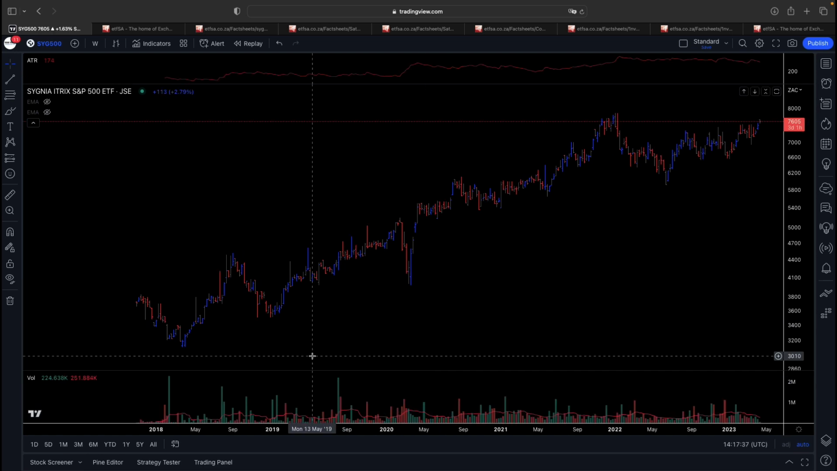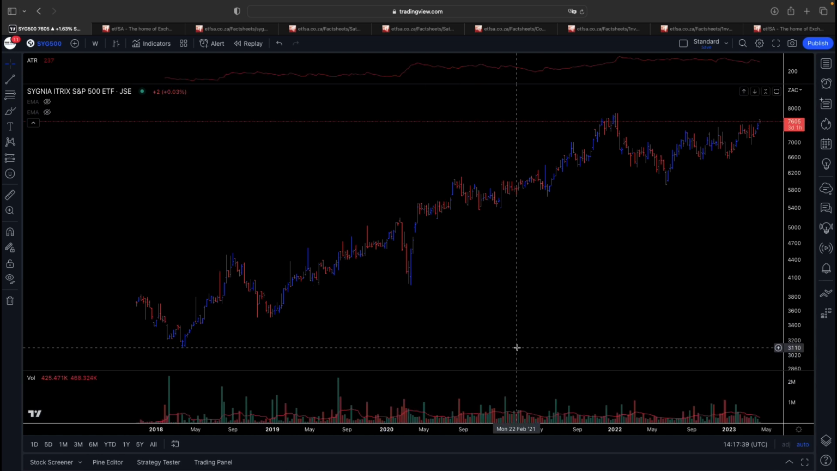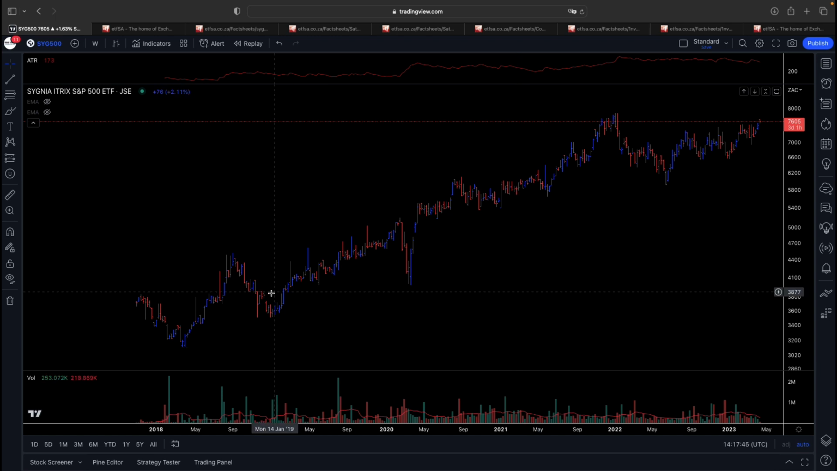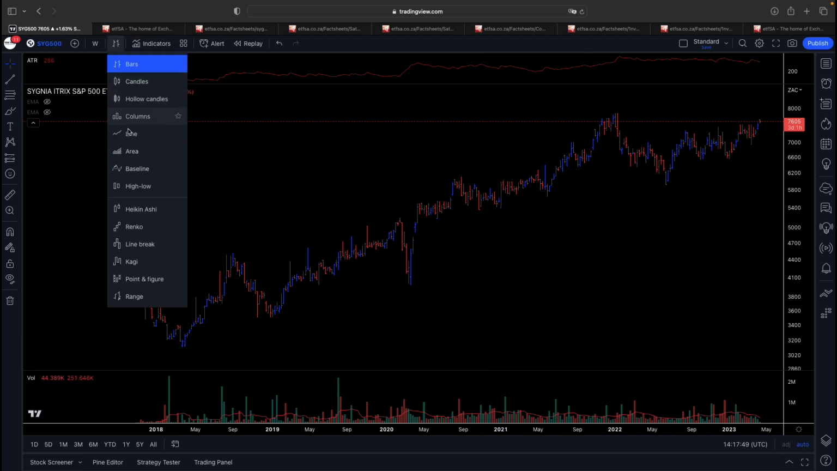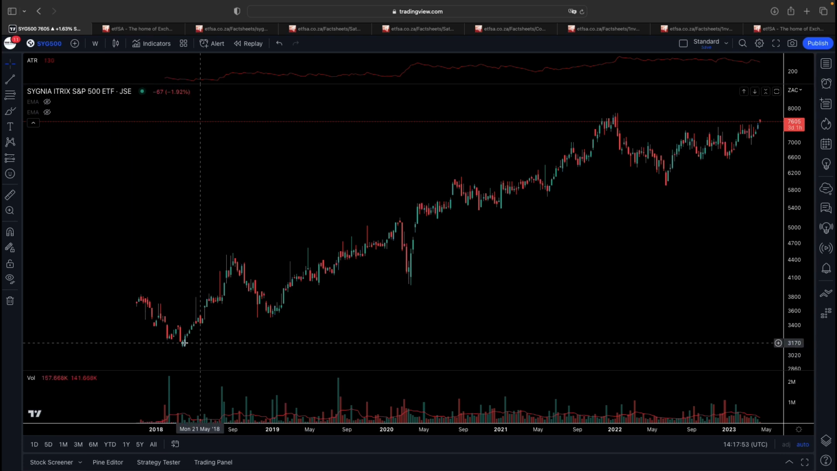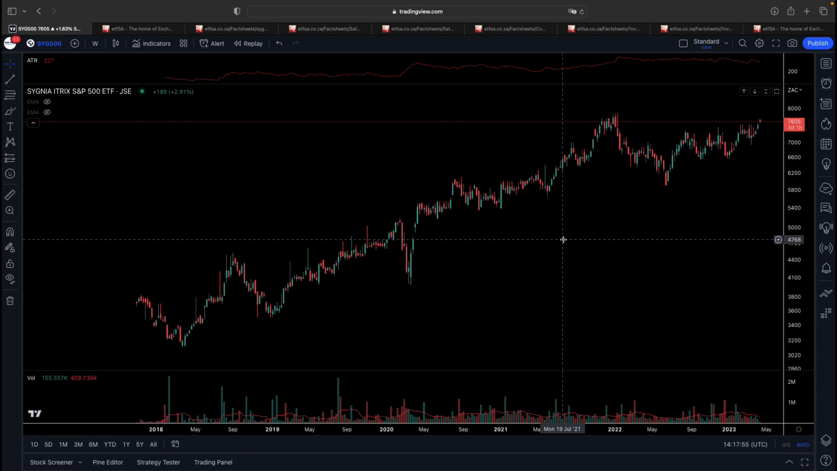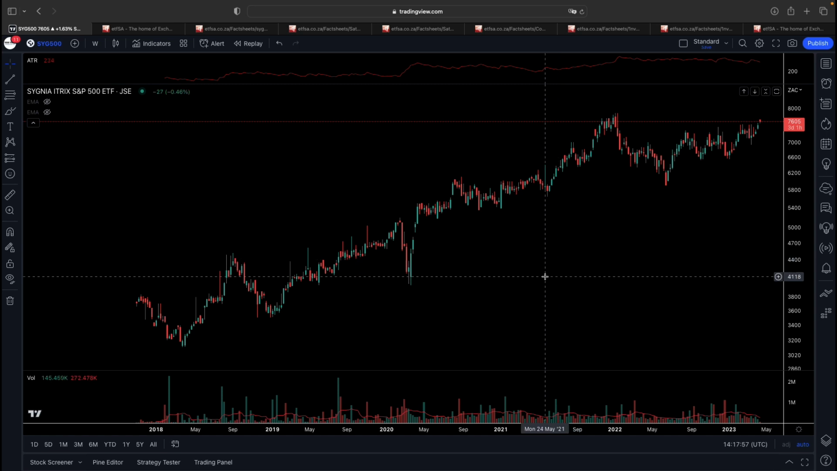If you're not familiar with TradingView, we have a video where we showed you how you can create a free TradingView account, and also how you can add the prices and the indicators. So depending on what kind of information you're looking at, you can just change. In this case, we're using the candlestick to look at the chart of the Sygnia S&P500.